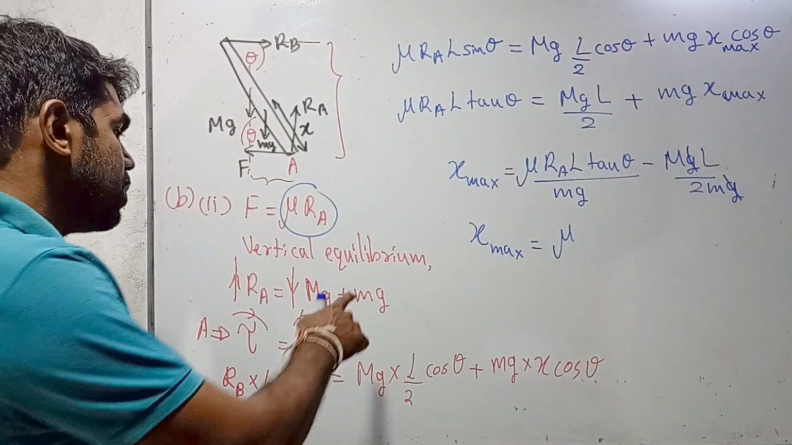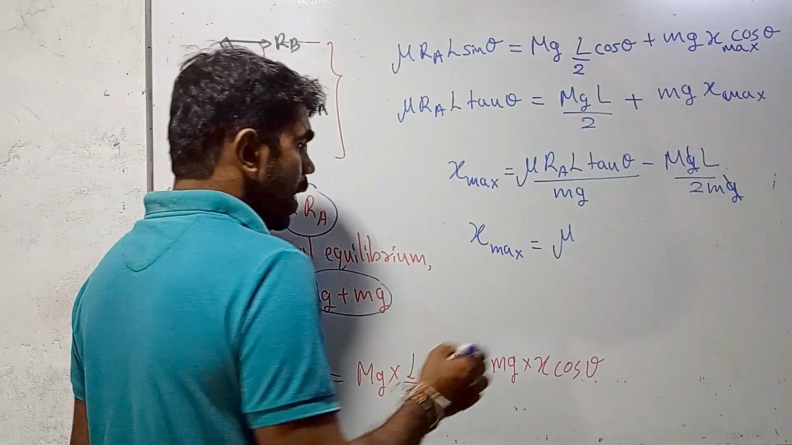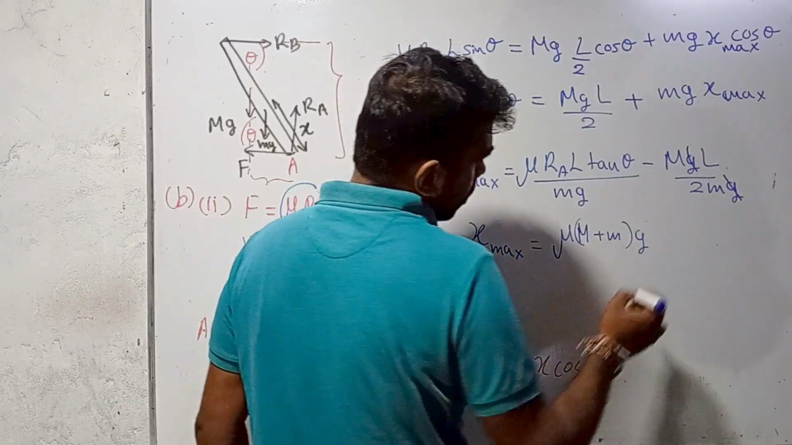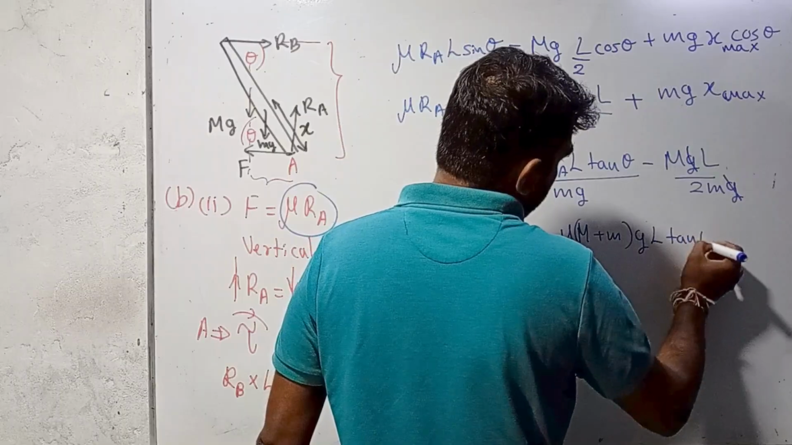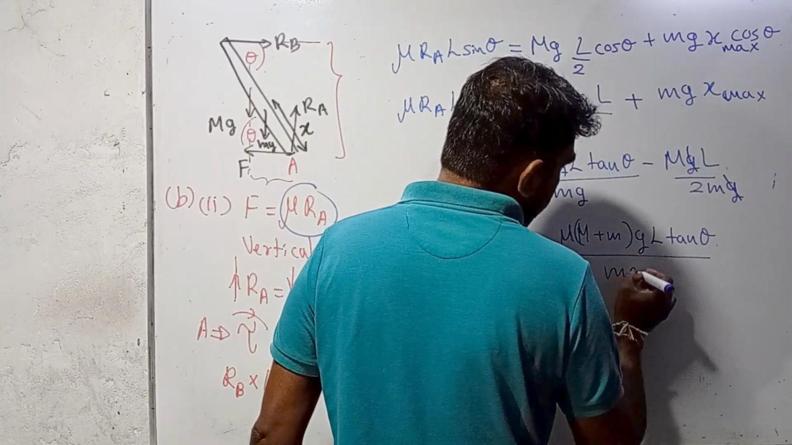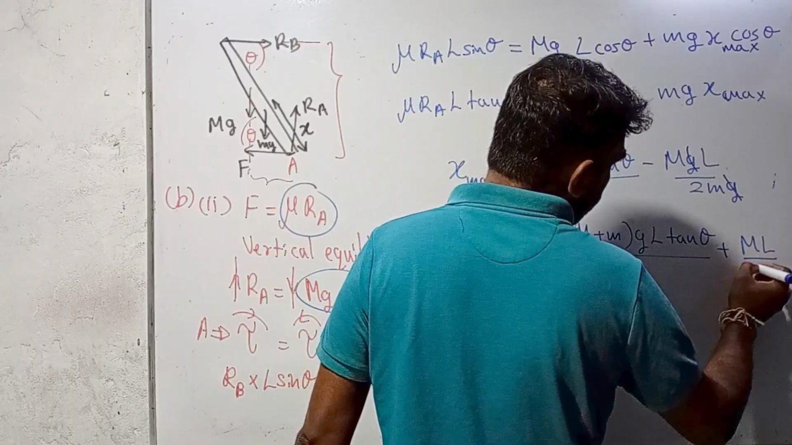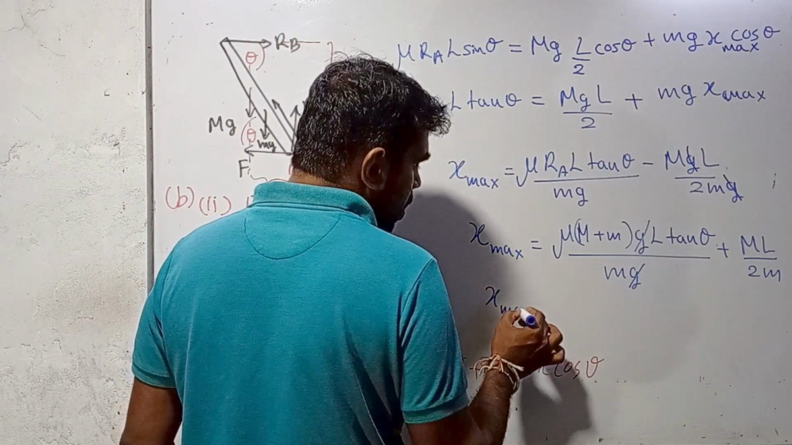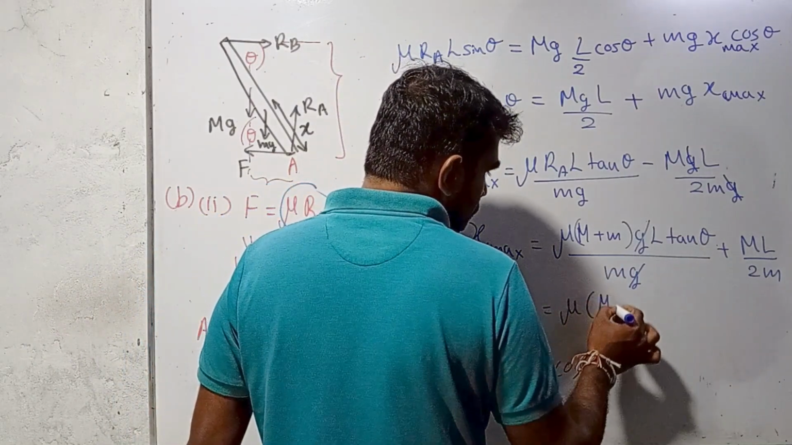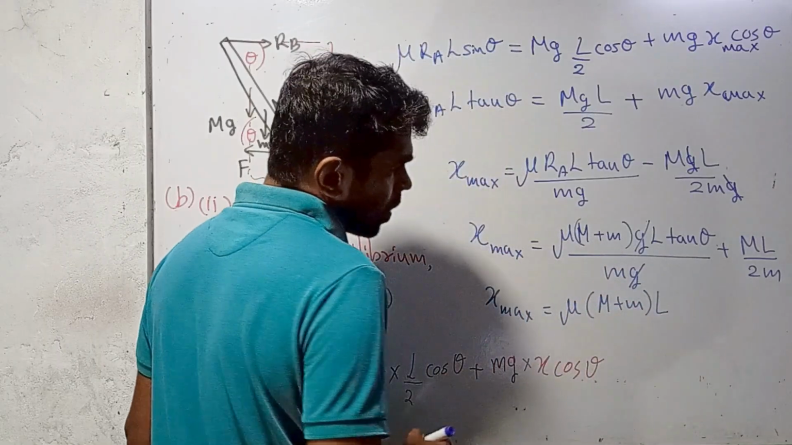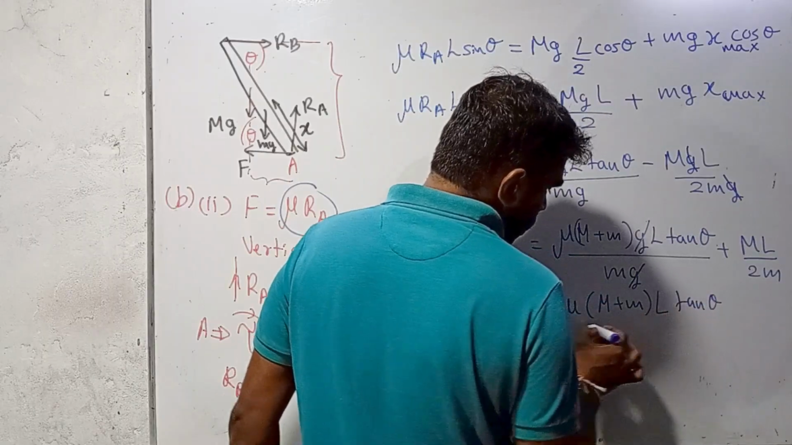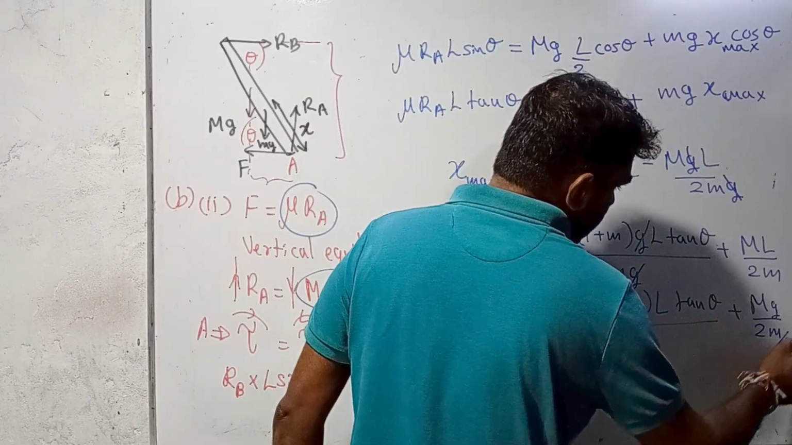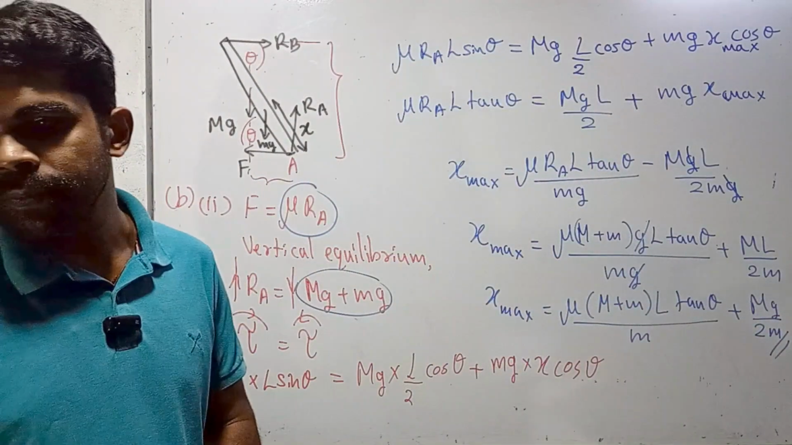We can substitute Ra by using this relationship. Then mu capital M plus simple M g, L tan theta divided by simple Mg, plus ML over 2m. Again we can cancel out g and g in this term. Then x max value is mu (M plus m) L tan theta divided by simple M, plus capital M L divided by 2 simple M. It is the final relationship we can obtain.